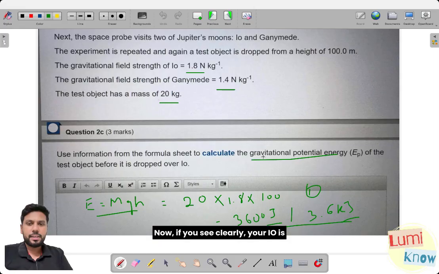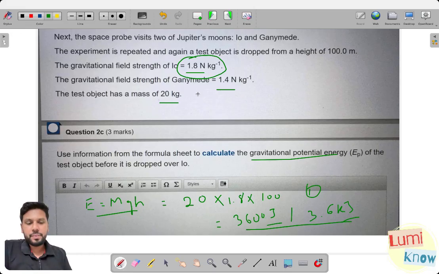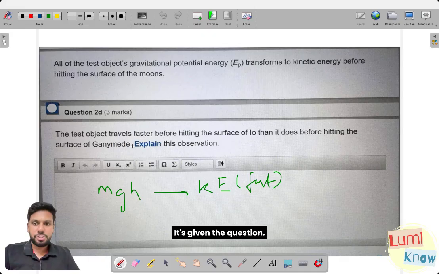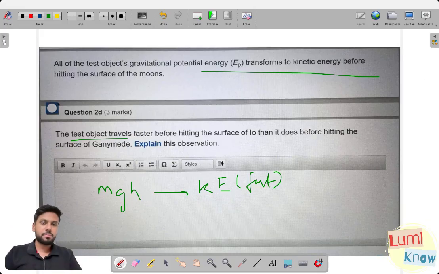Now if you see clearly, Io is going to have a greater mgh value because it has a greater g value. See, 20 kilogram and 100 meter remain the same, but for Io the g value is greater, so the mgh value for Io is going to be greater, and hence when Io has a greater mgh value, the greater kinetic energy it will have. You don't have to think about it, it's given in the question. See, Ep gets converted into kinetic energy, and you should know that kinetic energy decides how fast the object is. So this is how you bring in the answer, right?